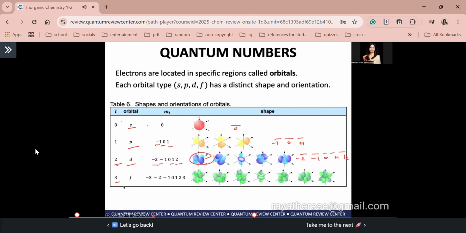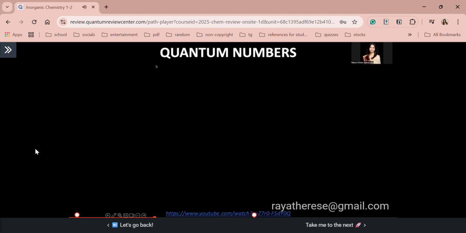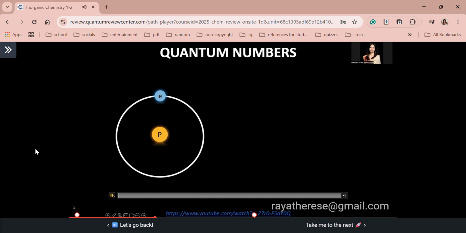Lastly, for l is equal to 3, we have the f subshell with 7 orbitals, which are more complex and spread out. So ito, more spread out. Diffuse ang f orbitals. Okay? They have the magnetic quantum numbers negative 3, negative 2, negative 1, 0, 1, 2, 3. Okay? So sana gets yan, guys. Kaya pa, di ba? Yeah. So let's watch this quick video to know more about the quantum numbers. The Schrödinger equation helped our understanding of electrons.